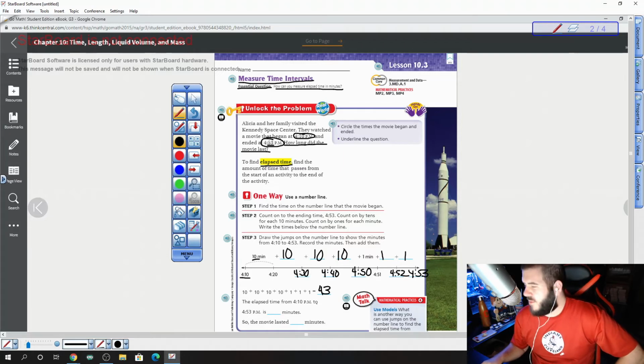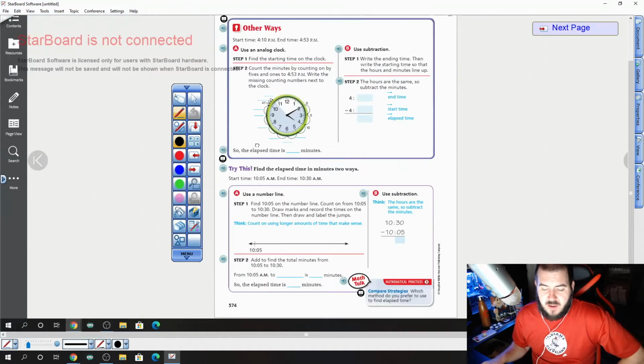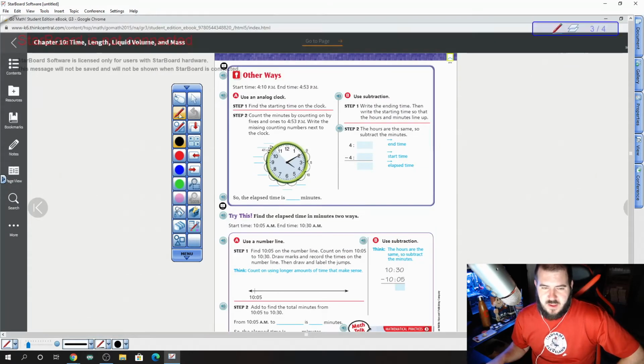We can skip count to add here. So the elapsed time from 4:10 to 4:53 is 43 minutes. So the movie lasted 43 minutes. This is our first way, to use a number line to find how long it took for an activity to happen. Let's go on to page 574. Here are some other ways.